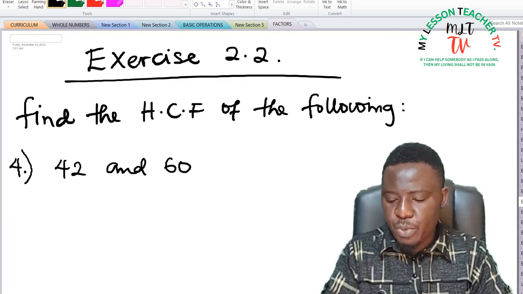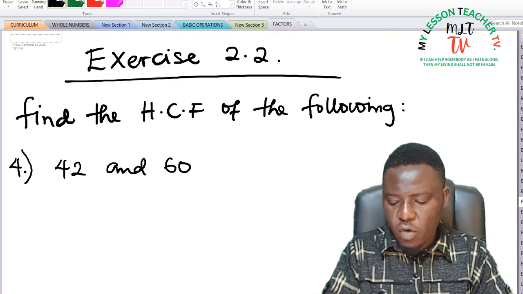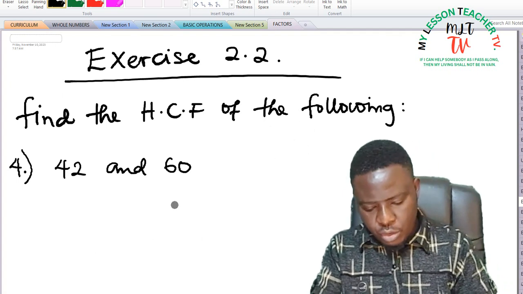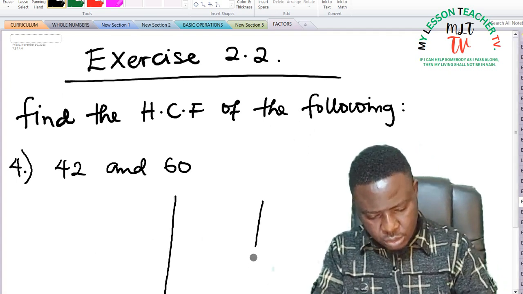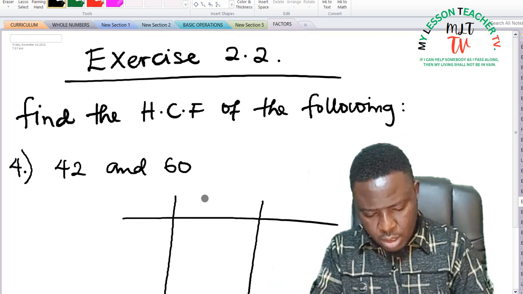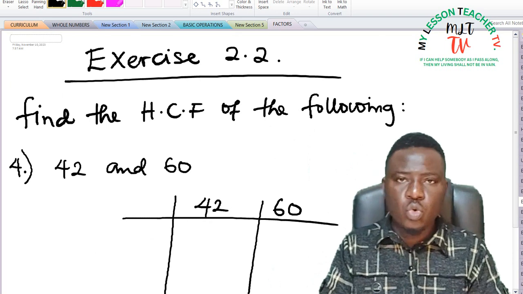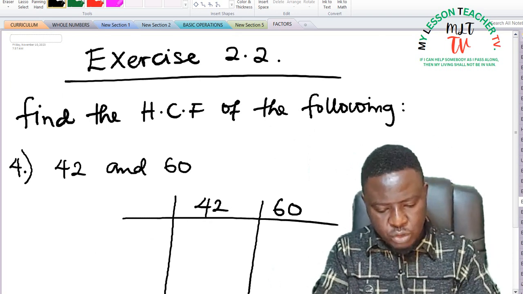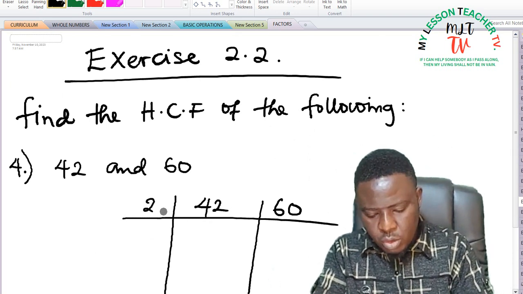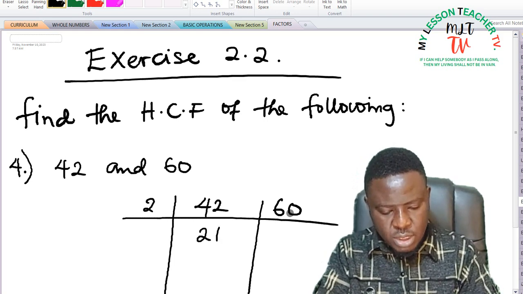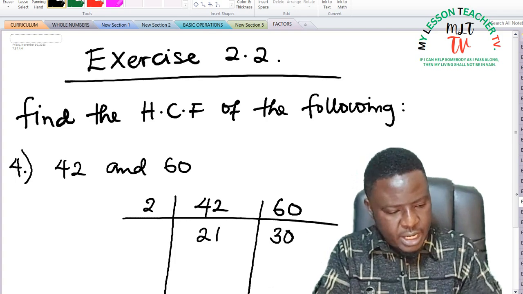In example 4, we are asked to find the HCF of 42 and 60. Using prime factorization, I'm going to have 42 and 60. 2 is a common factor between 42 and 60. So 2 can divide 42 21 times, and it can divide 60 30 times.